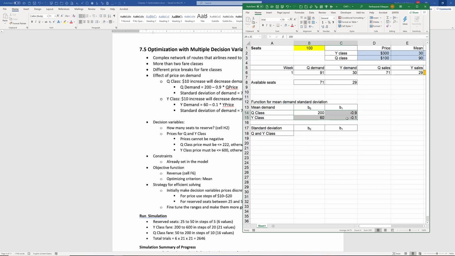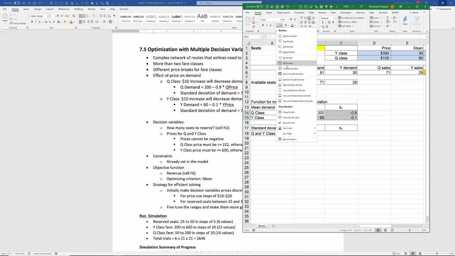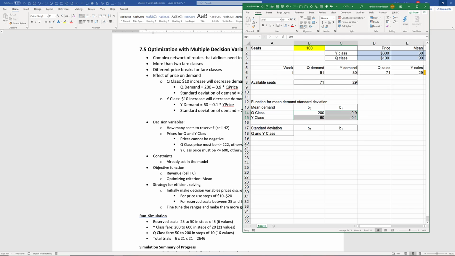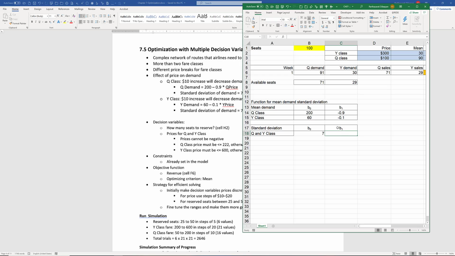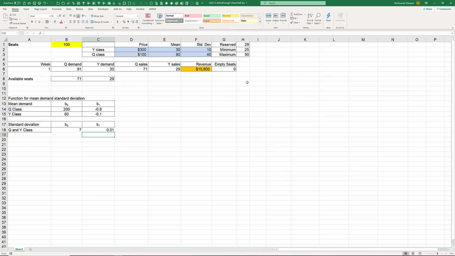So those are the parameters for generating mean demand. And for standard deviation, it is 7 and 0.01.